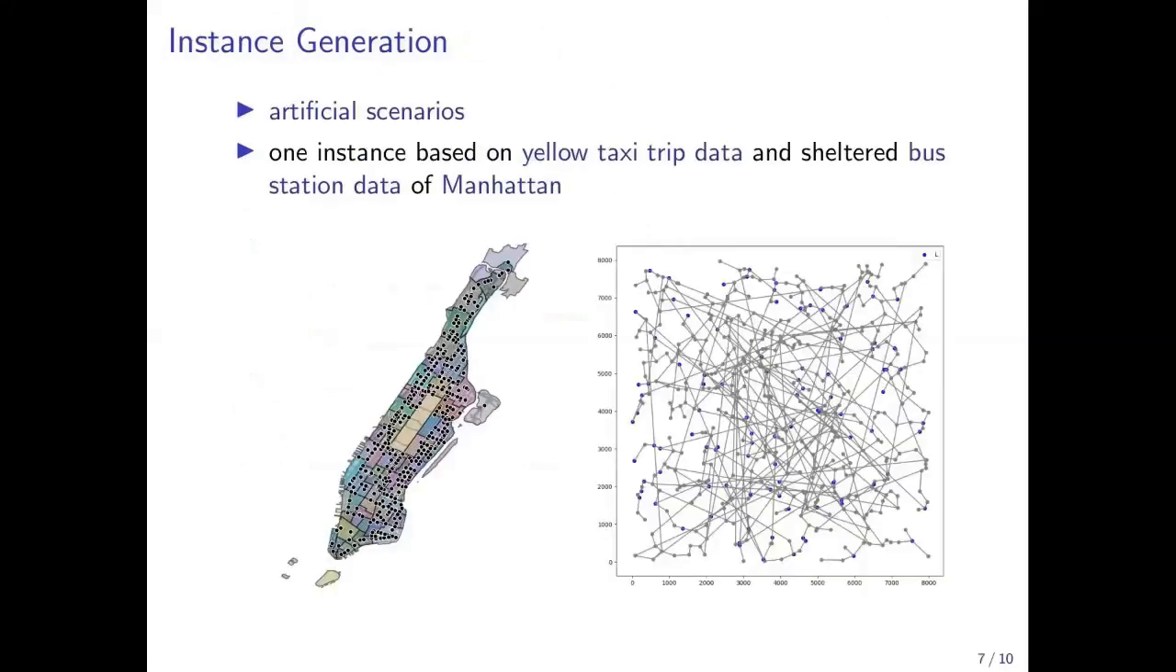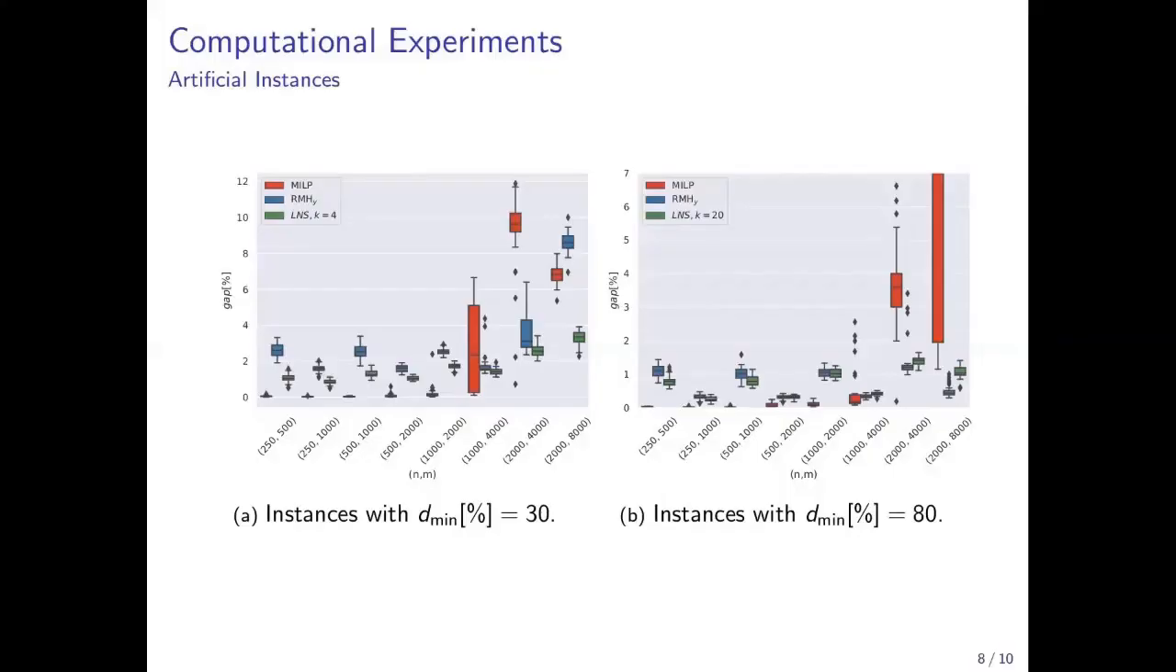We have two groups of instances. First, we have a group of completely artificial testing scenarios, and then we have one larger instance that is based on taxi and bus data of Manhattan. So first we take a look at the artificial instances. We have in total tested three different algorithms. First, we have solved our problem as a pure MILP approach and used Gurobi to solve the problem. Then we have also applied the relaxed MILP heuristic as a standalone variant to solve the instances. And finally, we have also applied our large neighborhood search to solve the instances.